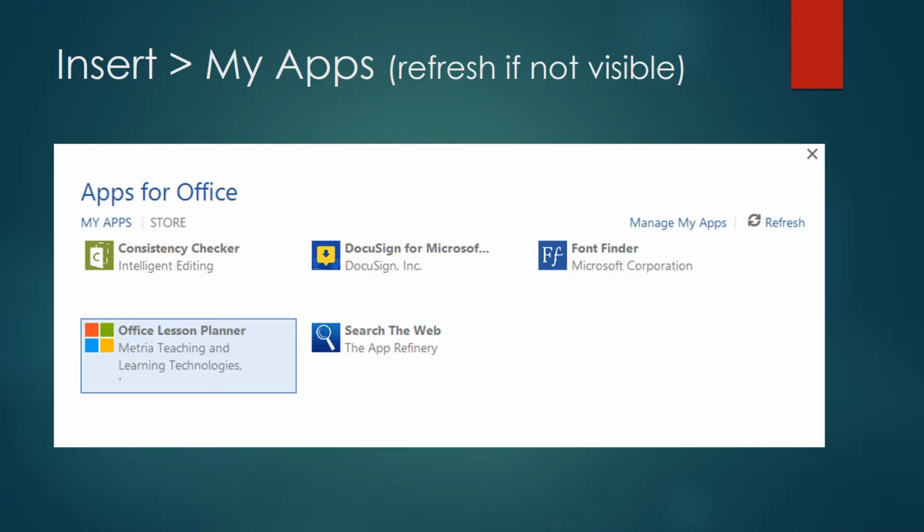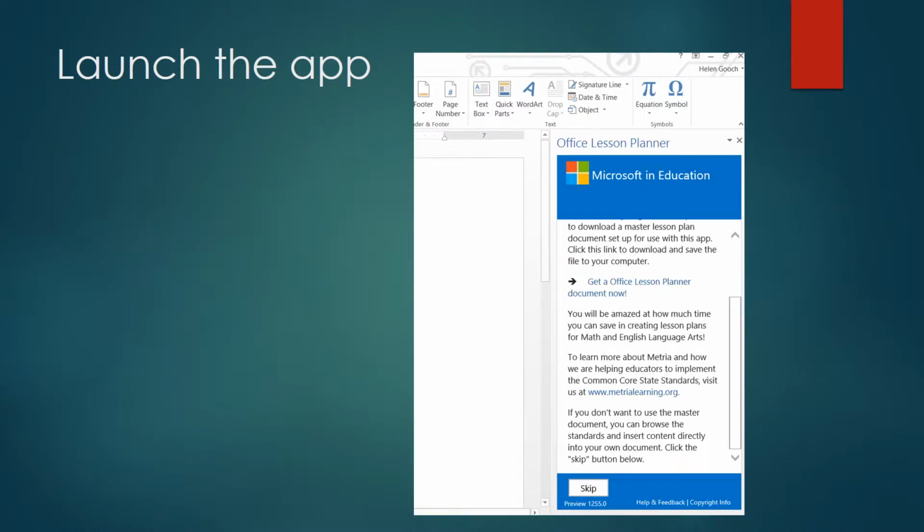I'm still in my Office 2013 open document. I've gone back to Insert, and this time I've selected My Apps. If Office Lesson Planner is not showing for you, click the refresh button. Once you see Office Lesson Planner, select it, and it will open an interface right into your Word document. This is what it looks like once you launch the app.